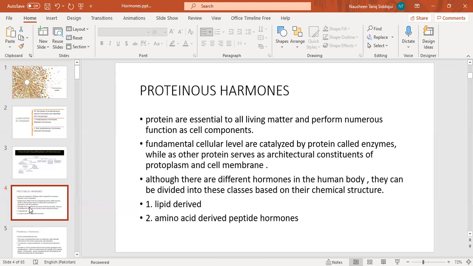Although there are different hormones in the human body, they can be divided into these classes based on their chemical structure. These are lipid derived, which are usually the steroidal type of compounds. These hormones are lipid derived, and there are amino acid derived or peptide hormones भी कहते हैं, ठीक है?